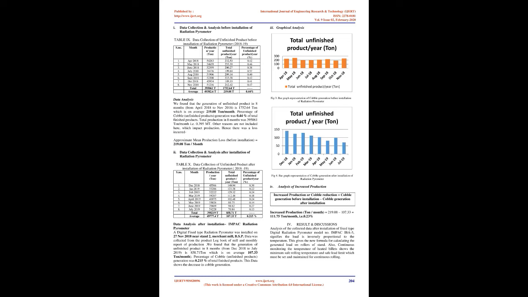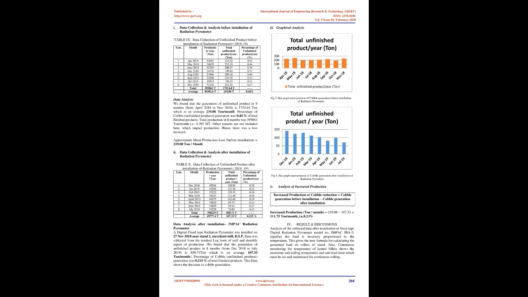Data analysis. We found that the generation of unfinished product in 8 months, from April 2018 to November 2018, is 1,752.64 ton, which is on average 219.08 ton/month. Percentage of cobble, unfinished products, generation was 0.44% of total finished products. Total production in 8 months was 395,061 tons/month, i.e. 0.395 mt.